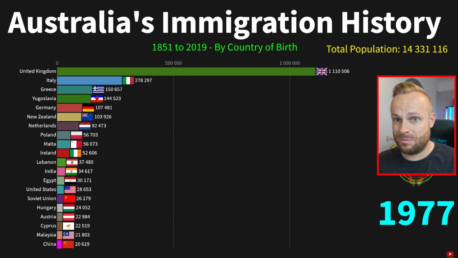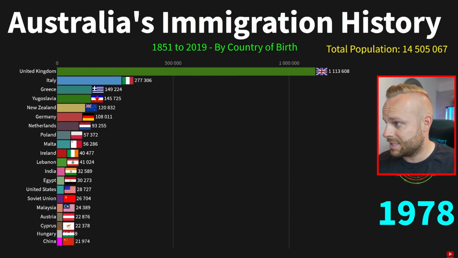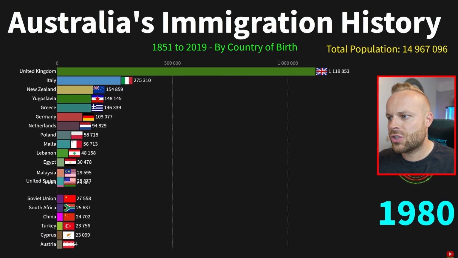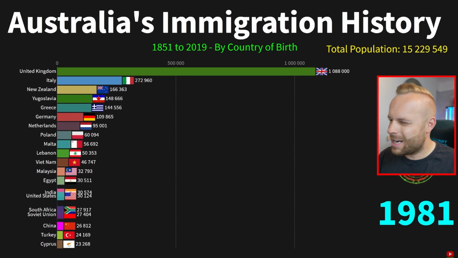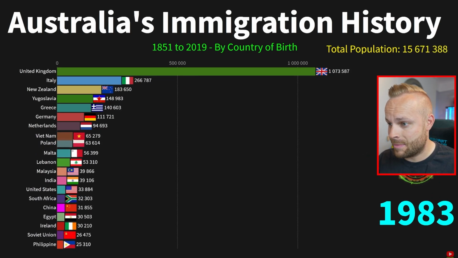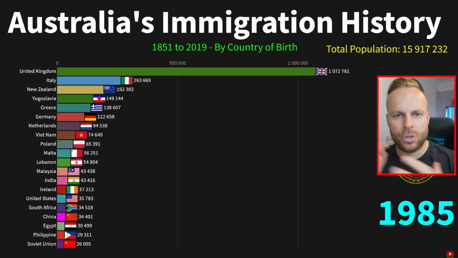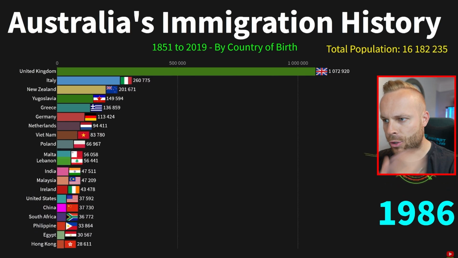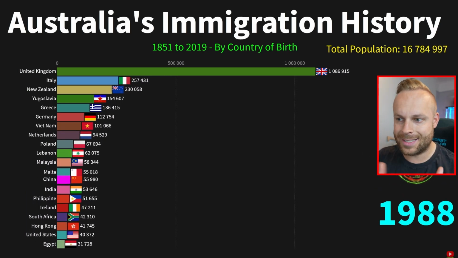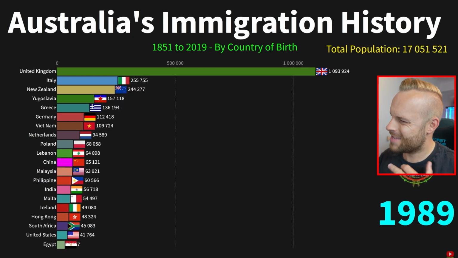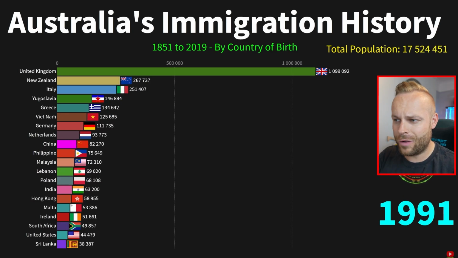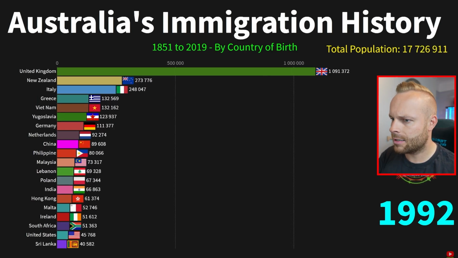We're still seeing Brits going up, though. The United Kingdom is still going up, over 1.1 million. Italy's now slowing down. We're getting a bit more from New Zealand. Yugoslavia is still going up. So I think you had that boom after the war from the Central European countries such as Italy, Greece, Germany. Now the war's over, it's dropping. And now a lot of New Zealand. I didn't predict that.